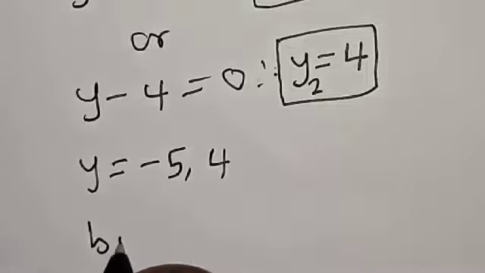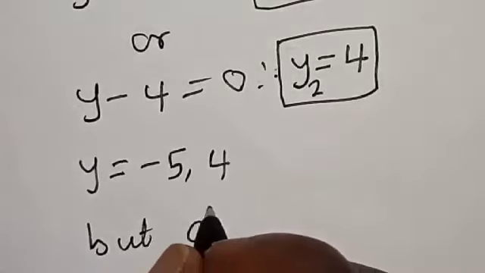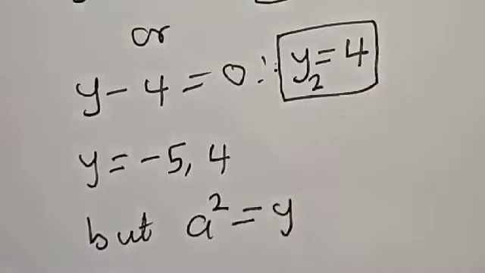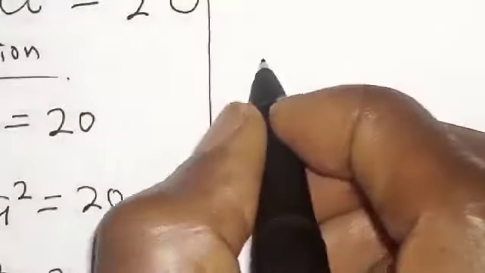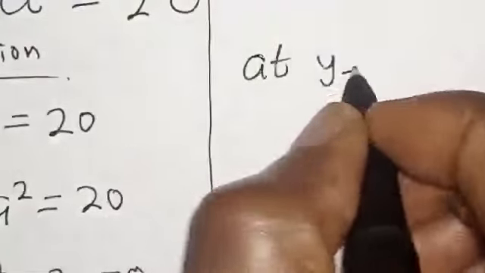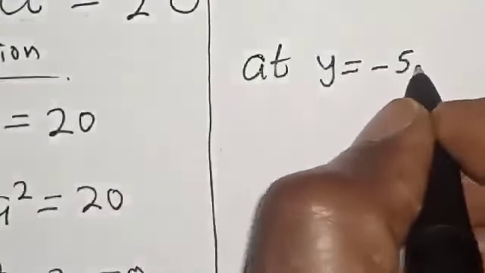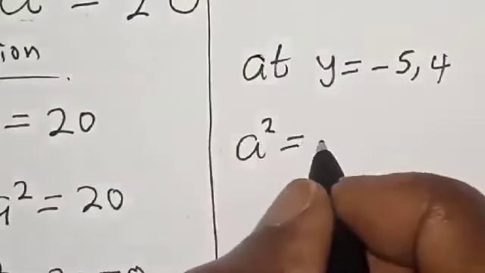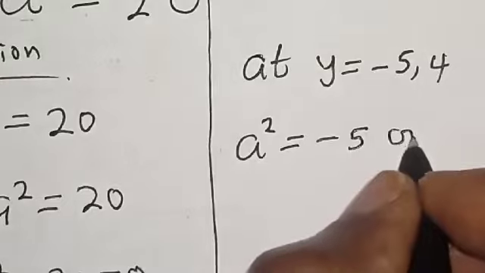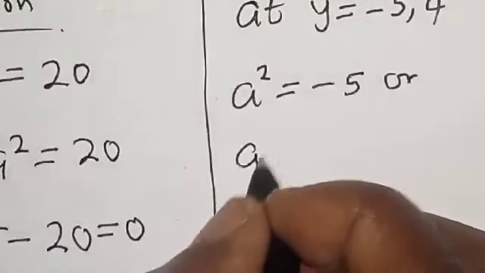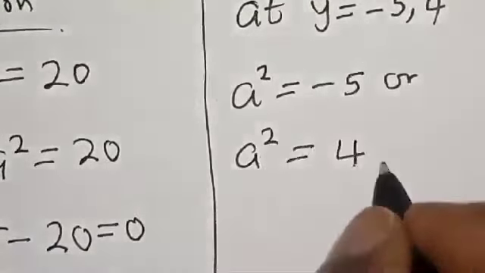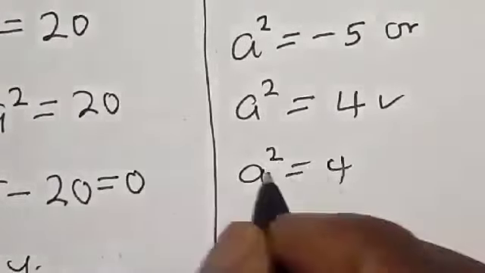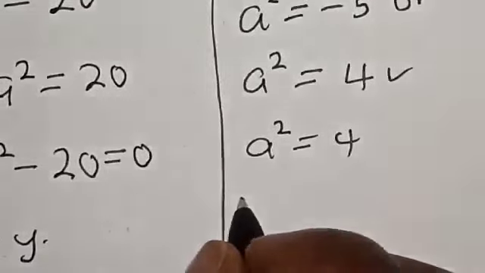But a square is equal to y, at y equal to minus 5 and 4. Now, a square is equal to minus 5 or a square is equal to 4. Let's work with this. From a square is equal to 4, let's take the square root of both sides.